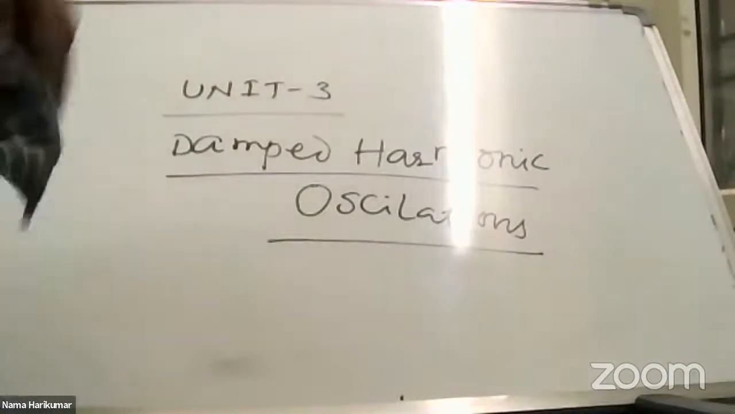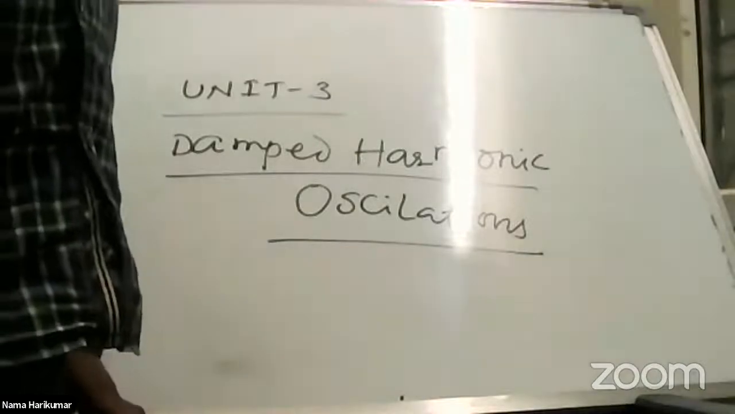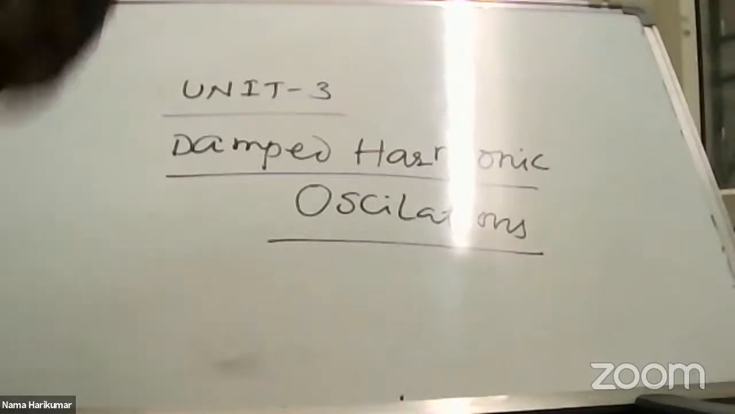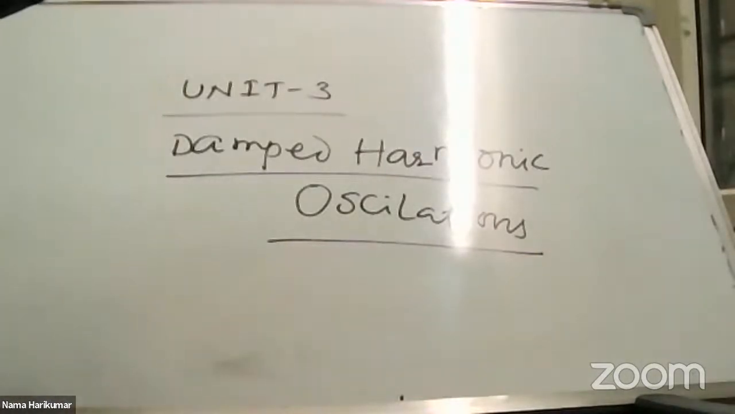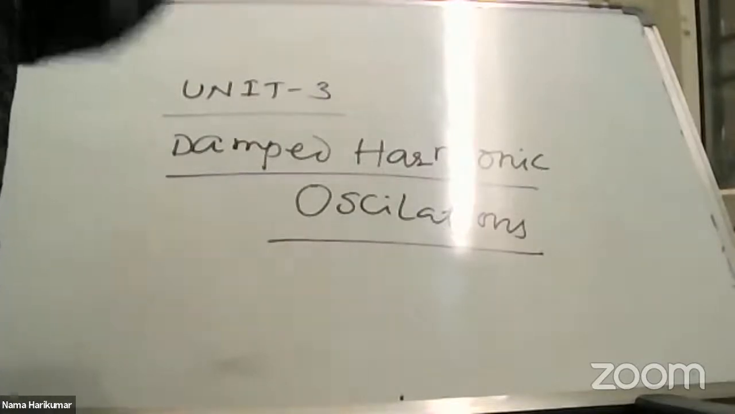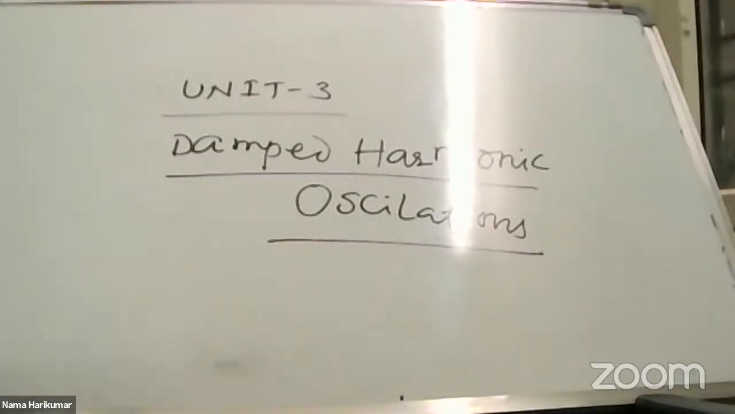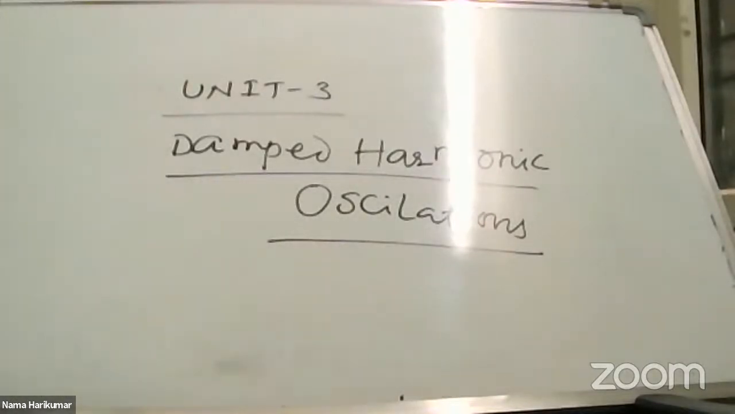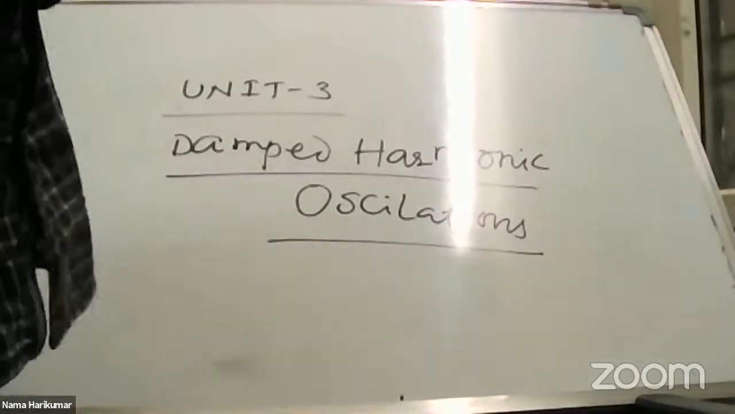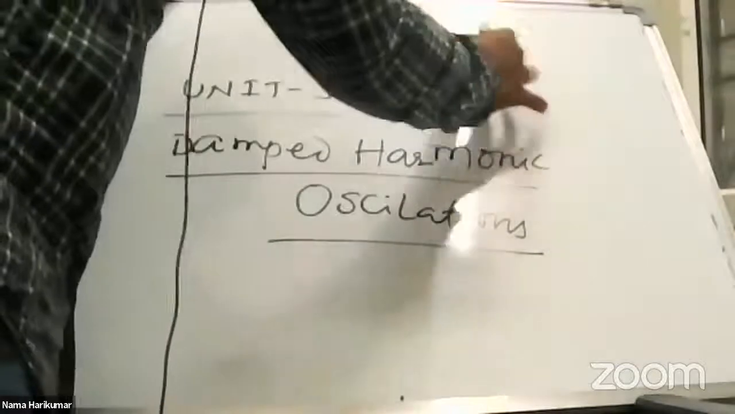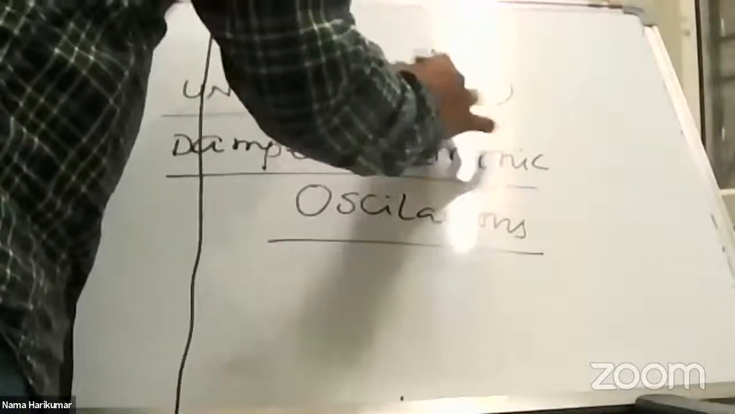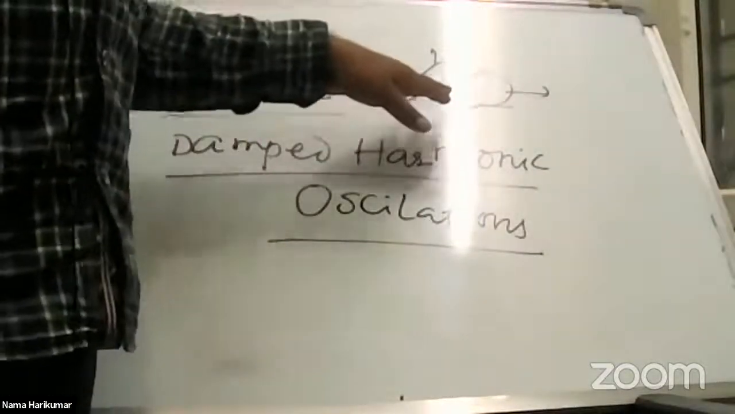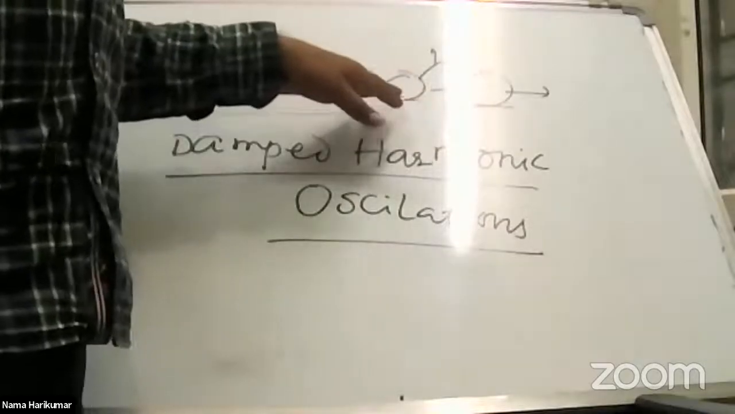So damping, like in a wave formation, the waves are damped. Damped means we apply an opposite force. Vasavi, please go to mute. For example, take a bike. When the bike is moving, we have to apply momentum on it.